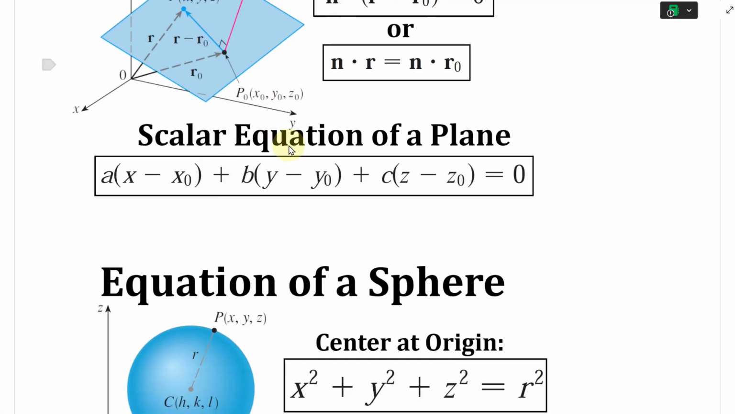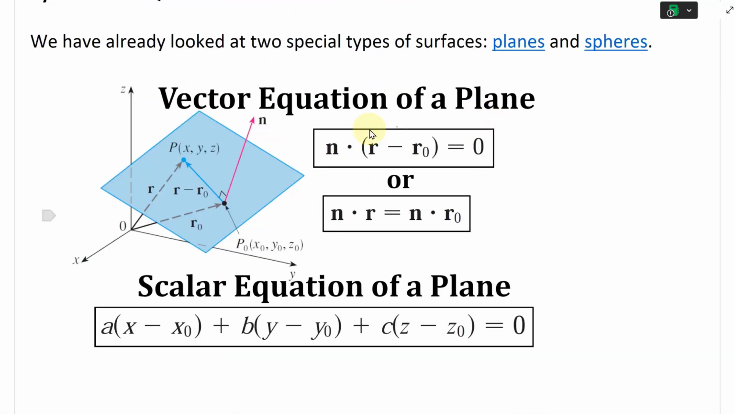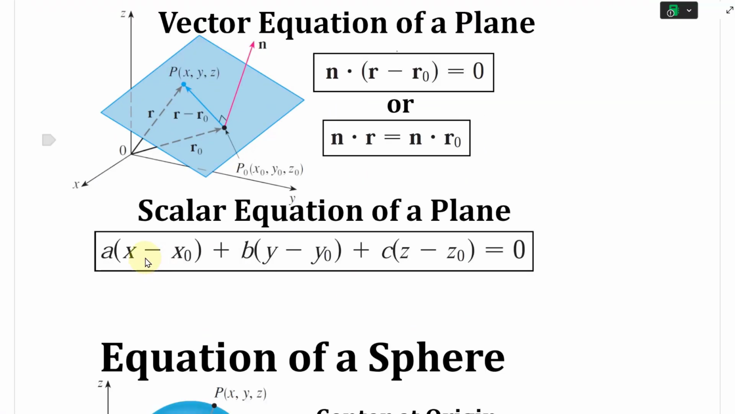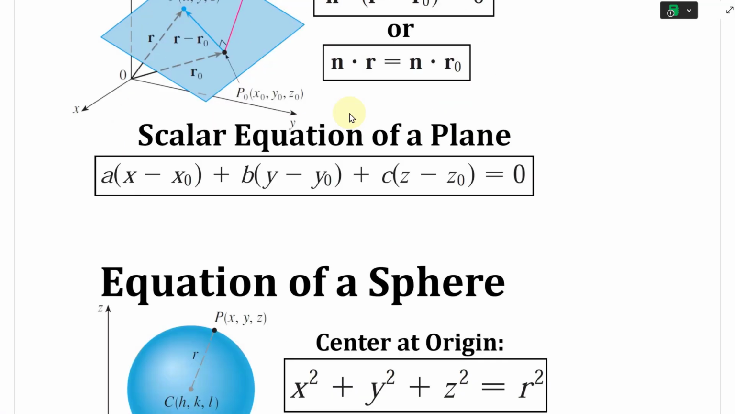And then the scalar equation of a plane, you can write out without vectors, and it's going to be like this: a times x plus b times y plus c times z, and this is assuming that this distance is on the zero point, on the origin. And that equals 0.